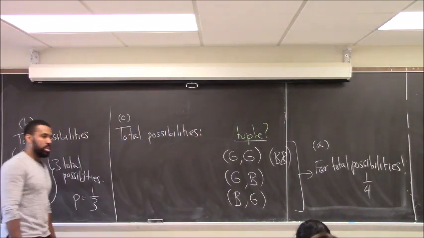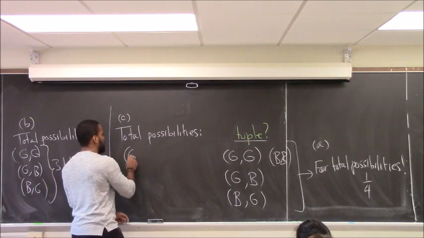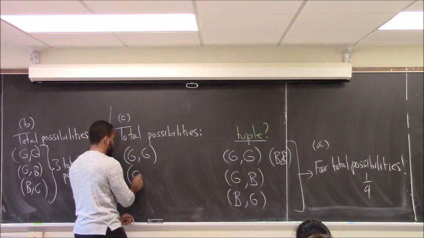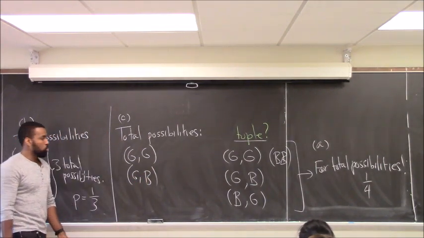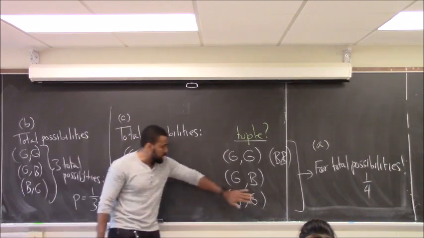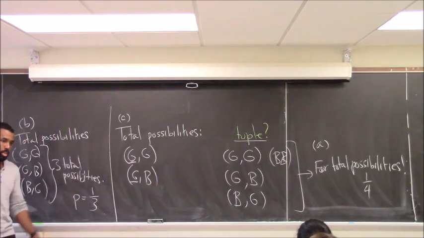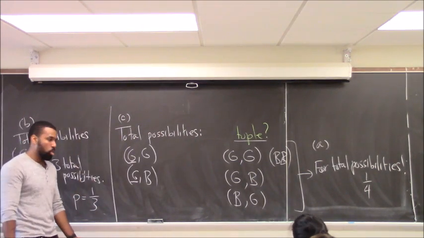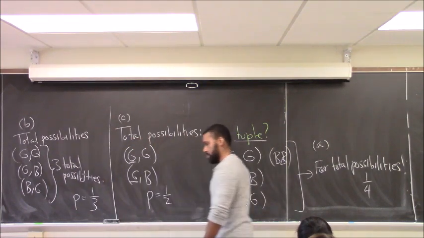What are the total possibilities in that situation? There are 2 total possibilities. How do I know that there are 2 total possibilities? Well, we're told that the older child is a girl, which means G has to be in the first position, which eliminates this and that from the total possibilities. Now there are only 2 possibilities, and how many of those have what we want? Well, only one of them. So probably here is going to be a half.